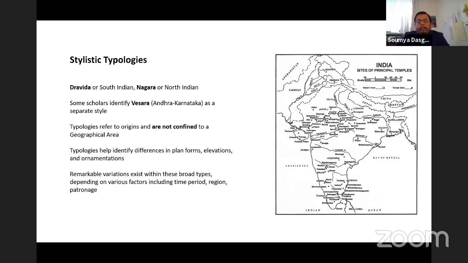All right. Typologies help identify differences in plan forms, elevations, and ornamentations. And also remarkable variations exist within these broad types as well, depending upon various factors, including time period, region, and patronage. So that's about the Dravida and the Nagara. And we must remember the most important point is that they're not confined to a geographical area.